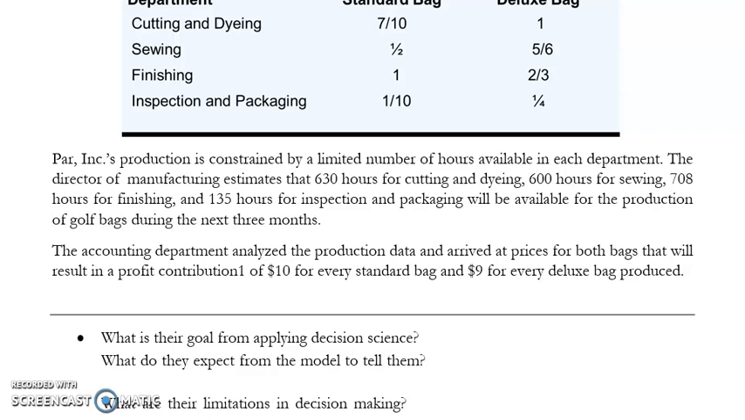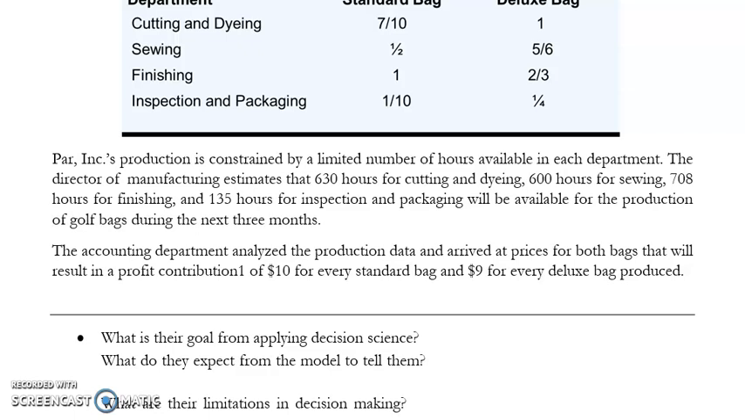Par Incorporated's production is constrained by a limited number of hours available in each department. Again, we are getting more information. So there is no capital or money or financial limitation here. Here, it is time limitations. It says the director of manufacturing estimates that we only have 630 hours for cutting and dyeing, 600 hours for sewing, 708 hours for finishing, and 135 hours for inspection and packaging.